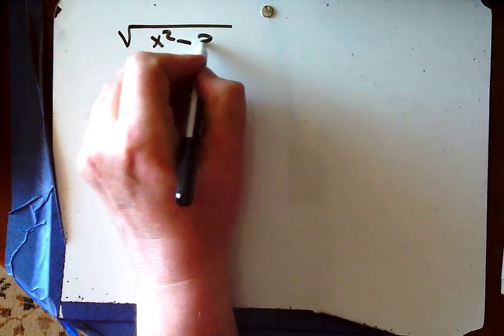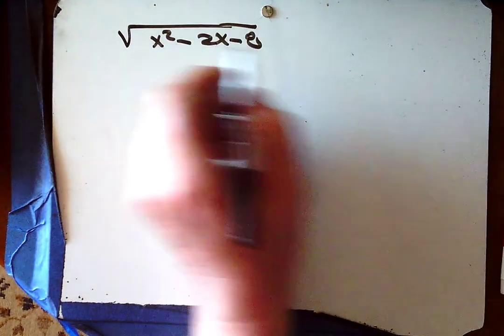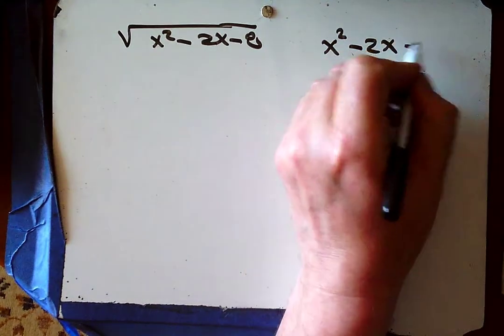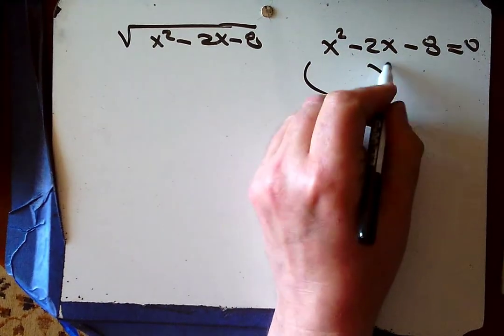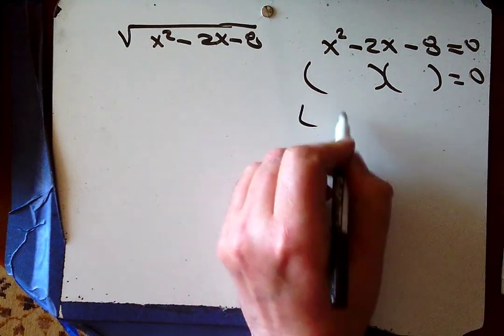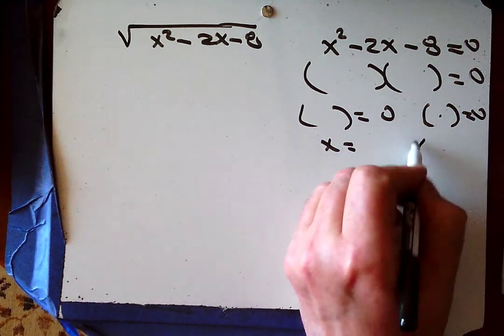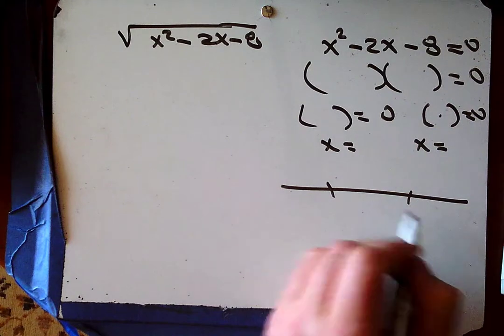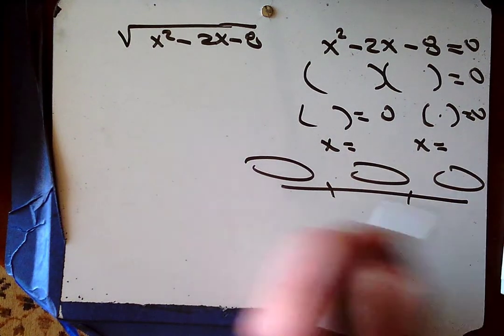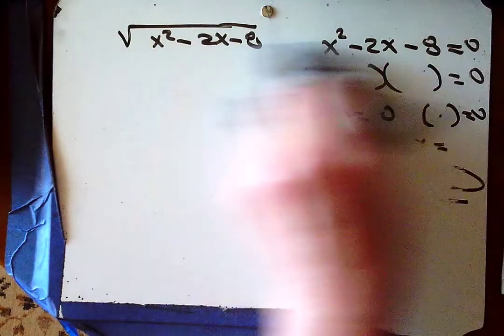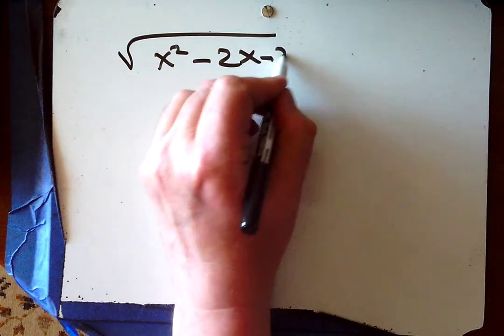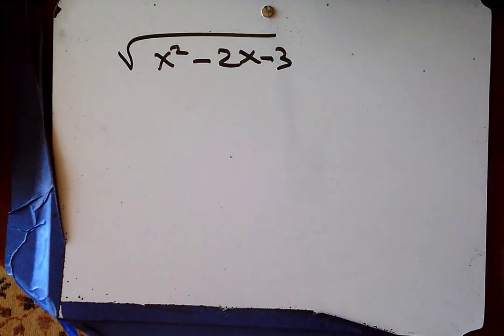Okay, so what is it that we did with this problem? We took what was under the radical, the radicand. We said, okay, radicand, you be greater than or equal to 0. Then we factored. Then we set each factor equal to 0. We called those critical numbers, and we put them on a number line, and then we tested the intervals. And then we were able to write our domain. That's what I need you to do with this problem: square root of x squared minus 2x minus 3. Please try this one and come back when you're done, or if you have questions.